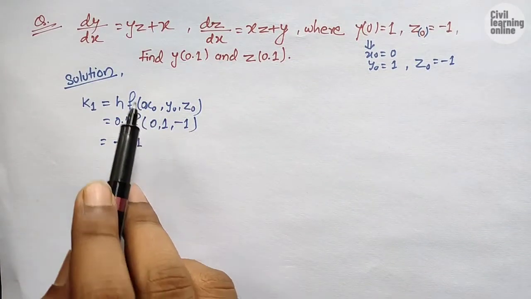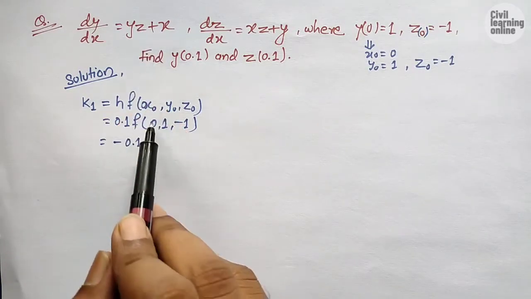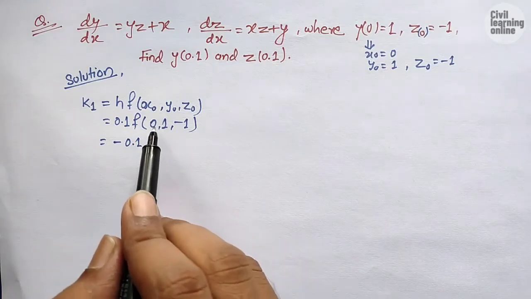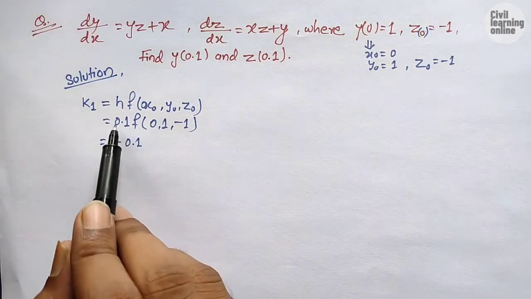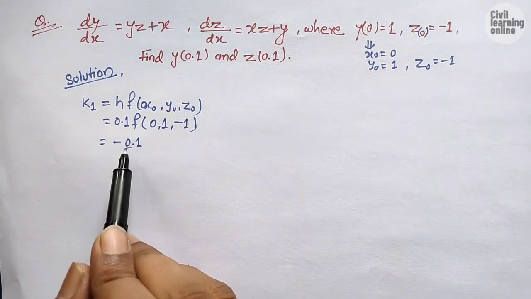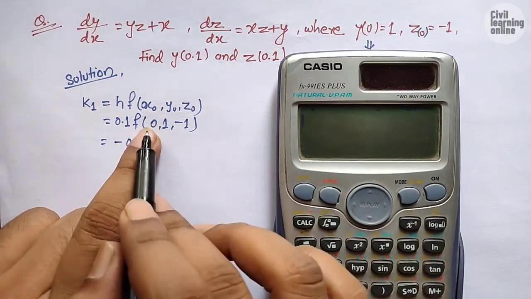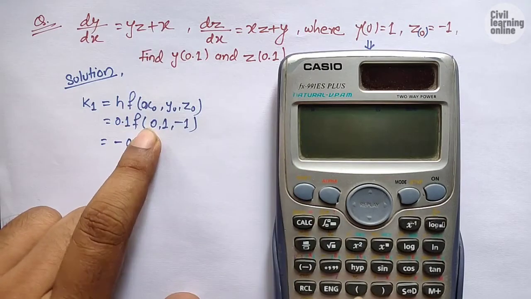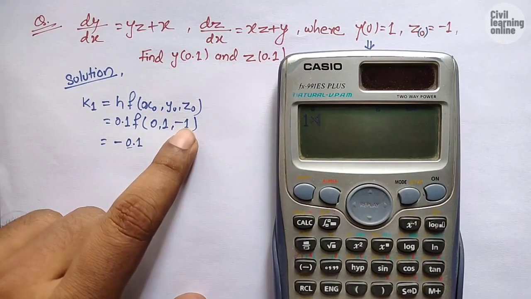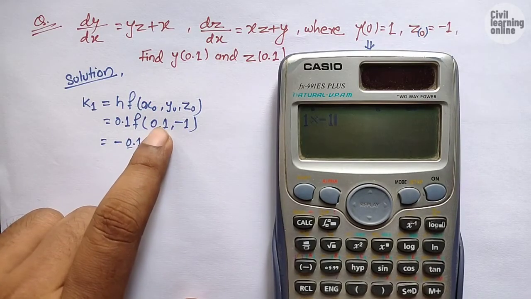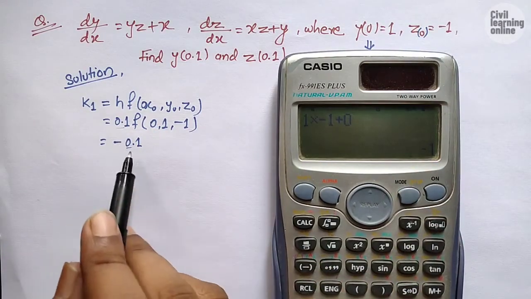And how did we get this? We put the value of y equals 1 here, z equals minus 1 here, and x equals 0 here. On solving this, we got minus 1, and minus 1 multiplied with 0.1, we get minus 0.1 here. Let me show you in the calculator. We put the value of x naught equals 0, and y naught equals 1. So 1 multiplied by the value of z, which is minus 1, and then add x, plus 0, we get minus 1, and minus 1 multiplied with this 0.1, we get minus 0.1.